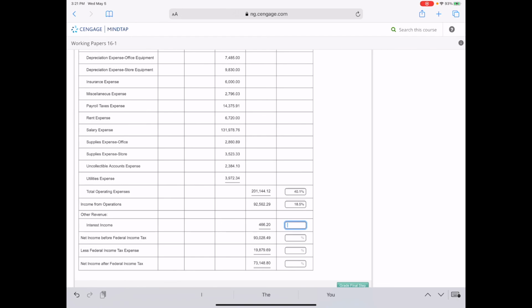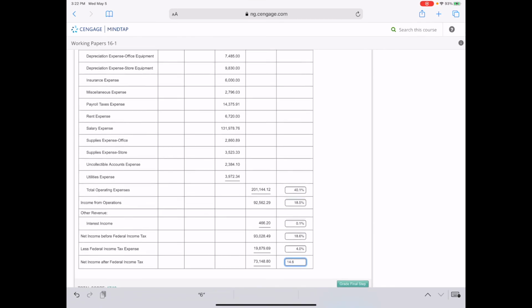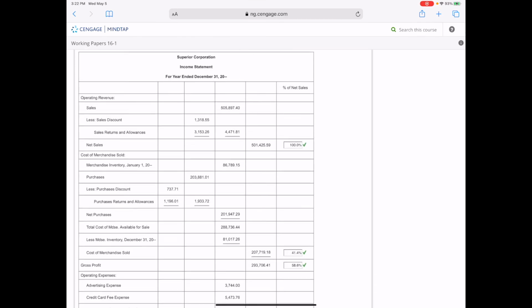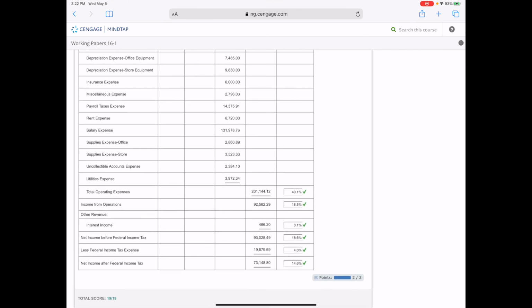Our income from operations, that number divided by our total sales, we come up with 18.5%. And again, you're going to do the same thing with all of these. You take the corresponding number, our interest income, divided by our total sales number. And we'll come up with 0.1% there, 18.6, and so forth. And you should get those numbers right there when you're done.